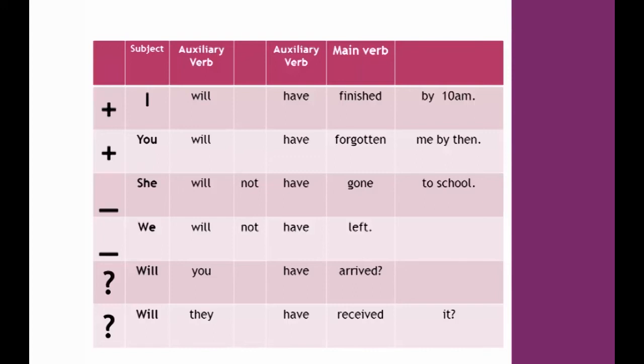So, look at the first line. I will have finished by 10 a.m. So, time indicator, the time at 10 a.m. You will have forgotten me by then. Time indicator will be in the future, by then. And then, she will not have gone to school. Where? To school. We will not have left. Will you have arrived? Or will they have received it? Okay, I hope this can be a guide for you to make future perfect tense sentences.